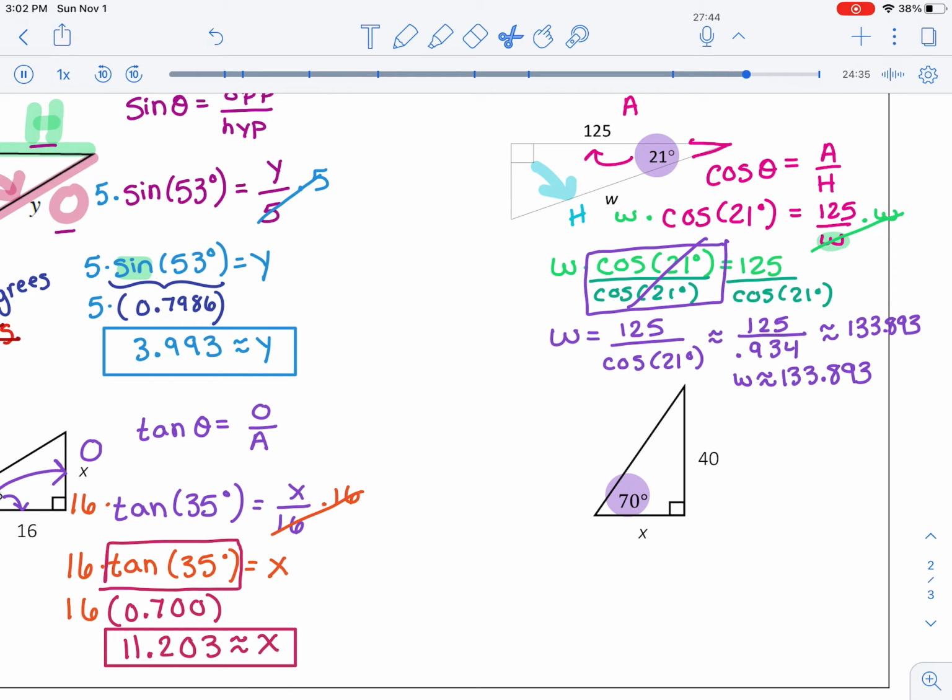Now I'm going to look at this very last example. I have my angle measurement of 70 degrees. We have X, which is my adjacent leg, and 40, which is my opposite leg. So we're looking at a tangent ratio or a slope ratio because we know that the tangent of an angle theta equals opposite over adjacent.